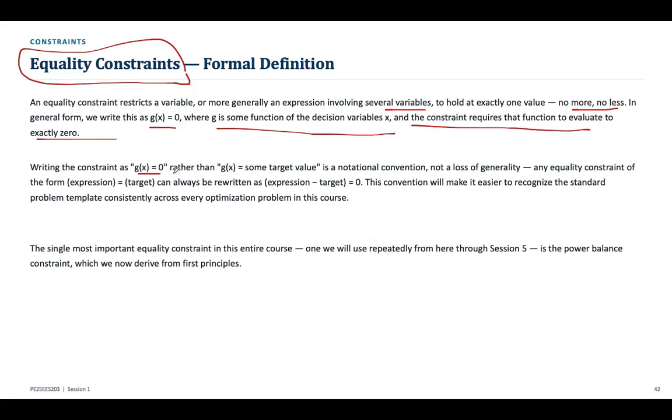Writing the constraint as g(x) = 0 rather than g(x) = some target value is a notational convention, not a loss of generality. Any equality constraint of the form expression = target can always be rewritten as expression minus target = 0. This convention will make it easier to recognize the standard problem template consistently across every optimization problem in this module.